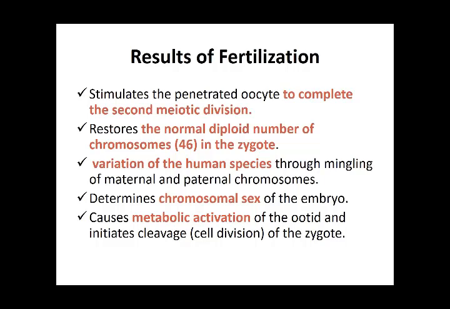So once meiotic division is complete, the second division is finished, the DNA doubles itself, and then the mitotic division starts again. The cell divides into 1, divides into 2 and onwards; that is, the cleavage starts. And what is the result? Genetic mixing is there, chromosomal sex is determined, and metabolic activation occurs.